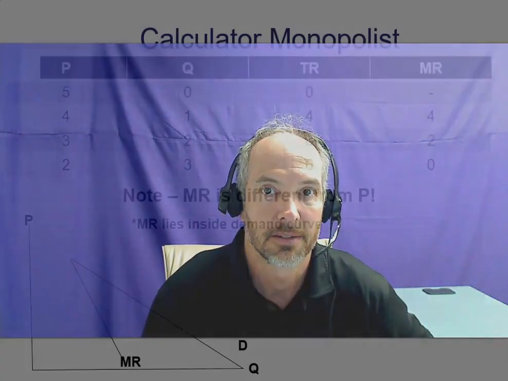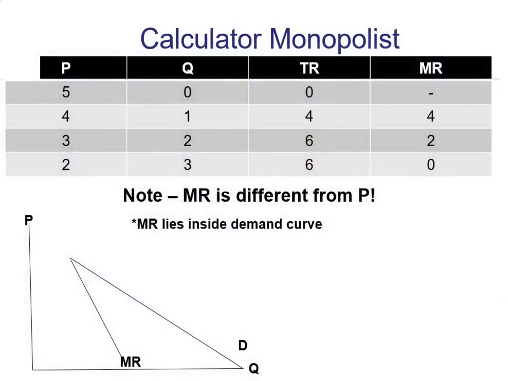Hi, this video will discuss a marginal revenue curve for a monopolist and compare this monopolist marginal revenue with the competitive industry marginal revenue. And we will see that the monopolist marginal revenue is different from the demand. So what is marginal revenue? It's the additional revenue from producing one more unit.